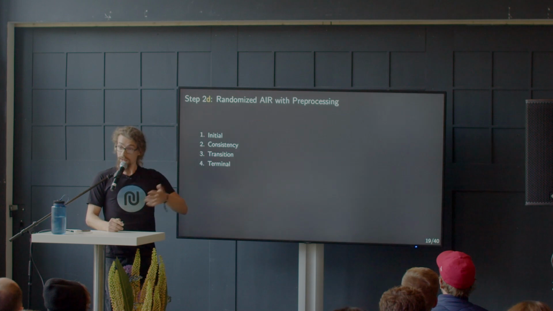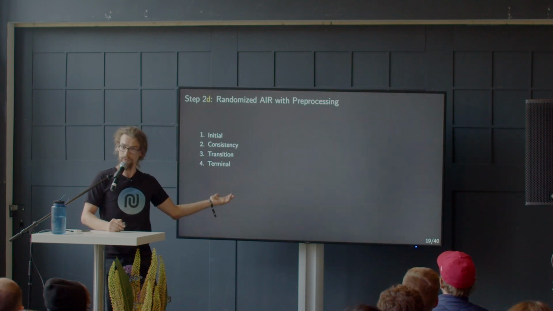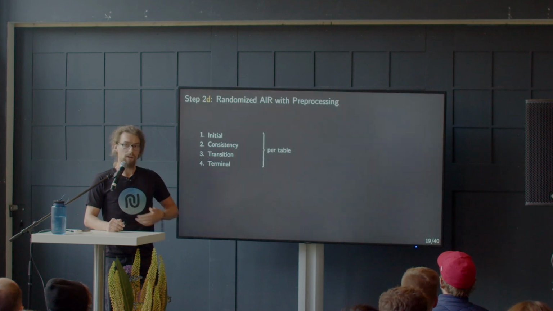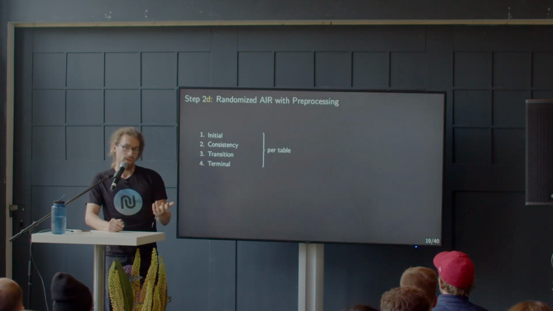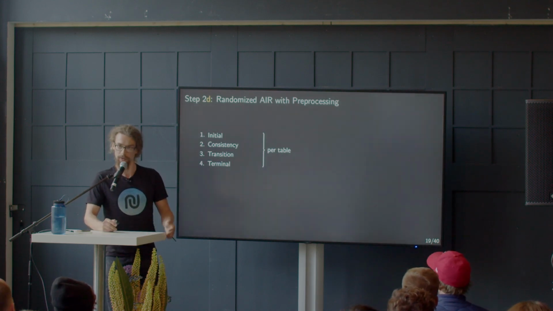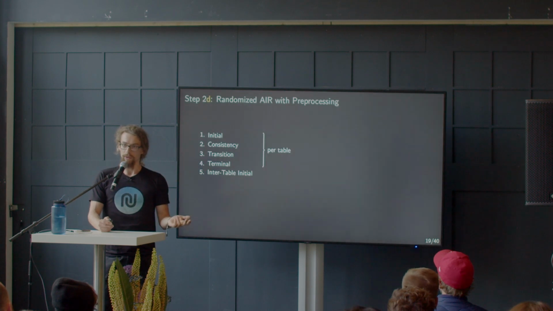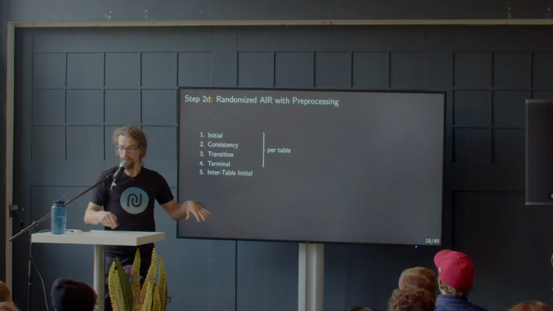And for that, we need a new type of constraint. So far, the four types of constraints that we've looked at are per table, right? Every table has some of them, potentially zero, but in principle. And the new type of constraint that we're introducing is one that links two tables.